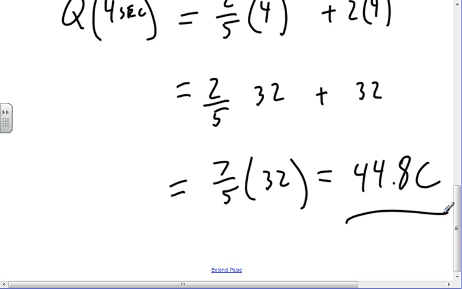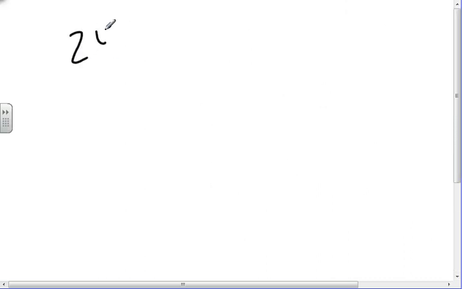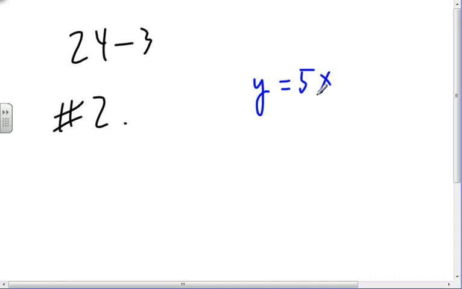In 24.3, we're finding the area under a curve. And all we're going to do is integrate between points. Okay, so that's what we're going to do. We're going to start with number 2. 24.3, number 2. And we have y is equal to 5x, from x is equal to 1 to x is equal to 4.